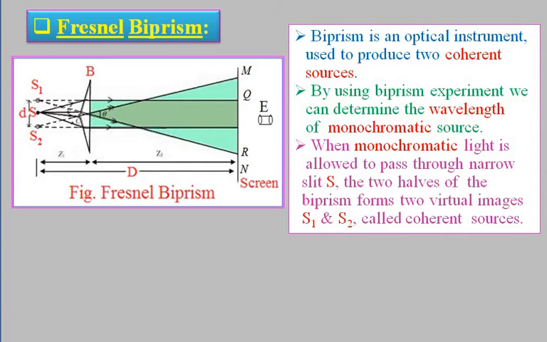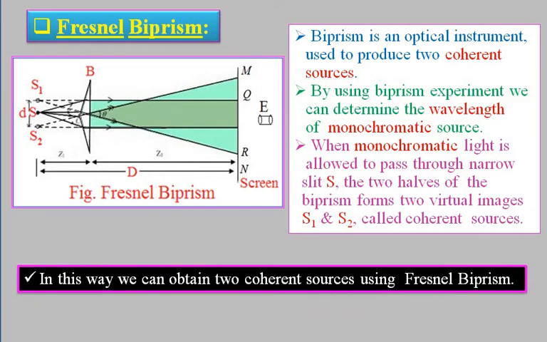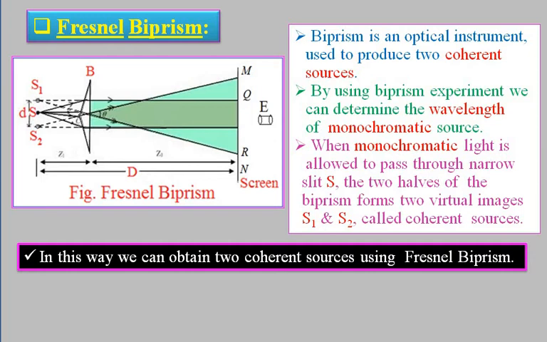When monochromatic light is allowed to pass on the source or the slit S, the two halves of the biprism, that is two parts of the biprism, form the two virtual images, S1 and S2, and these two are called the coherent sources. In this way we can obtain the two coherent sources by using the Fresnel biprism.